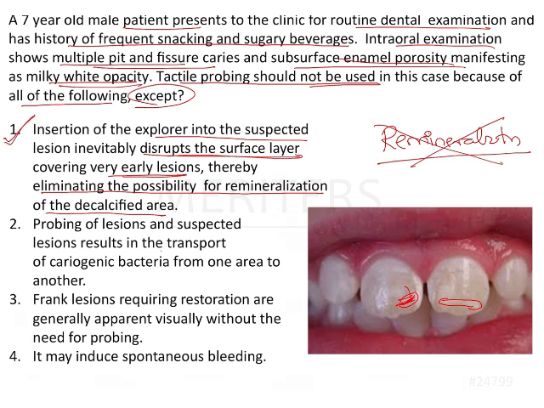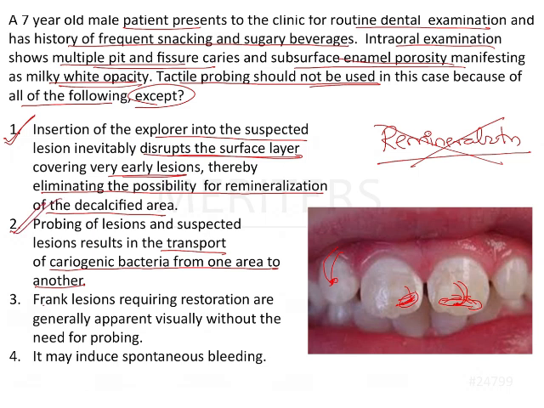The next option says, probing of lesions and suspected lesions results in transport of cariogenic bacteria from one area to another. Now, as we know, caries occurs because of cariogenic bacteria such as streptococcus. Obviously if we place an explorer tip into a suspected lesion or a lesion and we use that same explorer tip on some other tooth, whatever bacteria was latched onto the explorer from the previous lesion is going to get transported onto another tooth. So this again is a reason to not do tactile probing.